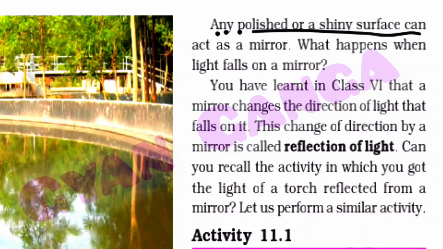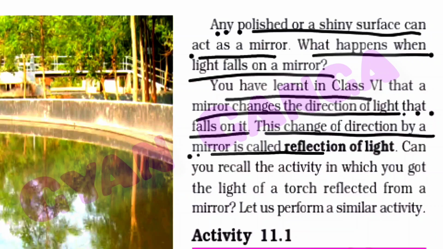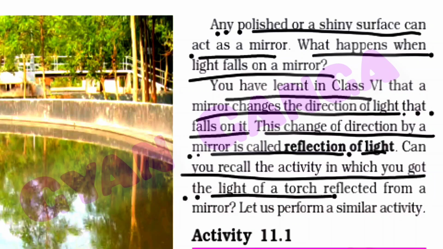Any polished or shiny surface can act as a mirror. What happens when the light falls on a mirror? You have learned in class 6 that a mirror changes the direction of light that falls on it. This change of direction by a mirror is called reflection of light. Can you recall the activity in which you got the light of a torch reflected from a mirror? Let us perform a similar activity.